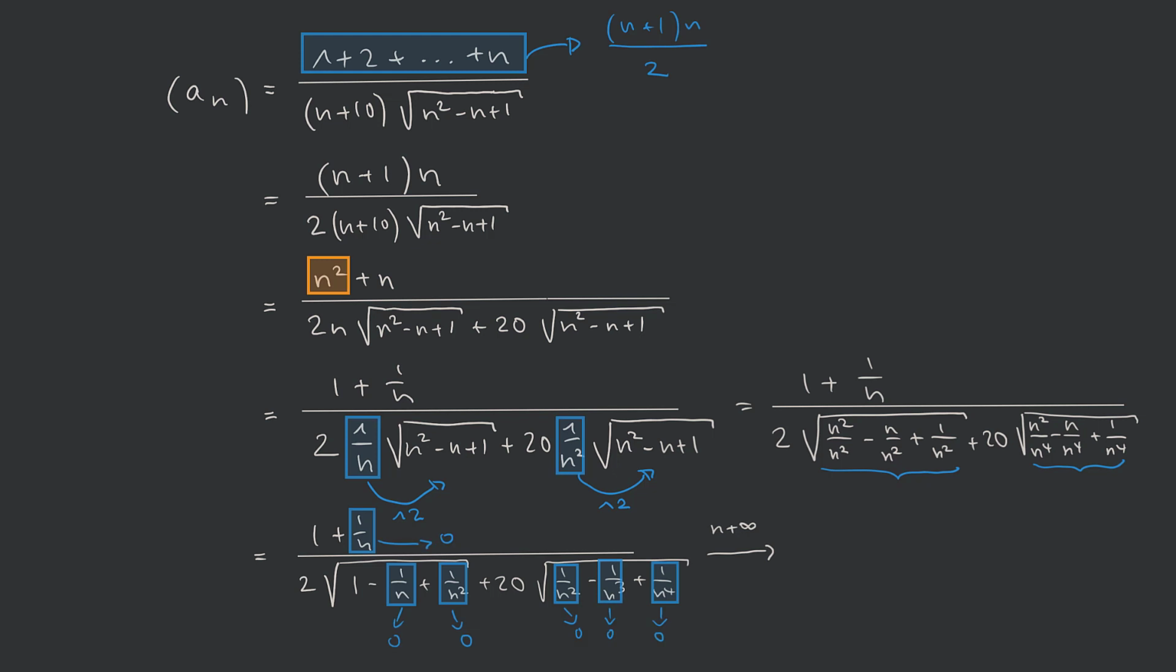So let's collect what remains. In the numerator, only the number 1 remains. In the denominator, we have 2 times the square root of 1 plus 20 times the square root of, everything goes to 0, so the square root of 0. So that part is 0. That part, of course, is 1. So what remains? 1 over 2. That's it. The limit of that complicated sequence is 1/2.